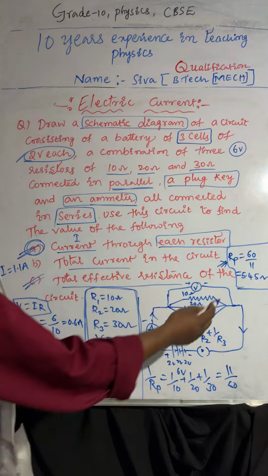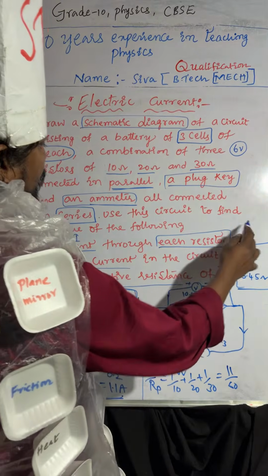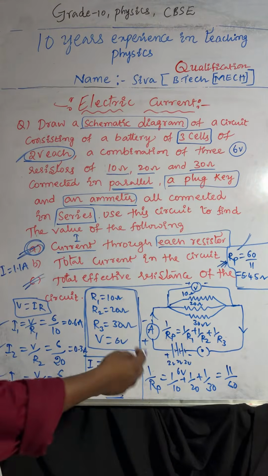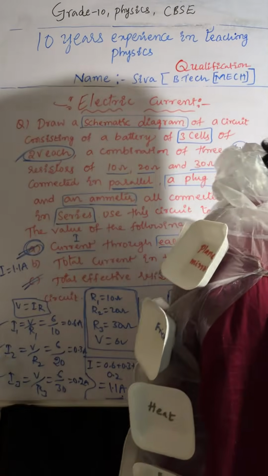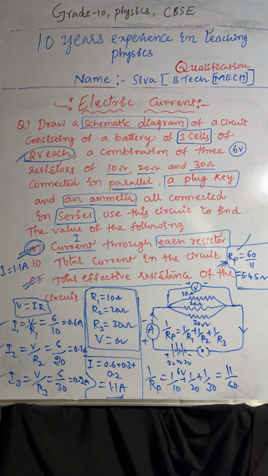So we know the equivalent resistance in parallel combination, 1 by Rp equal to 11 by 60, Rp equal to 60 by 11. You'll get the answer. Understood? I hope it is very clear. So just check once.